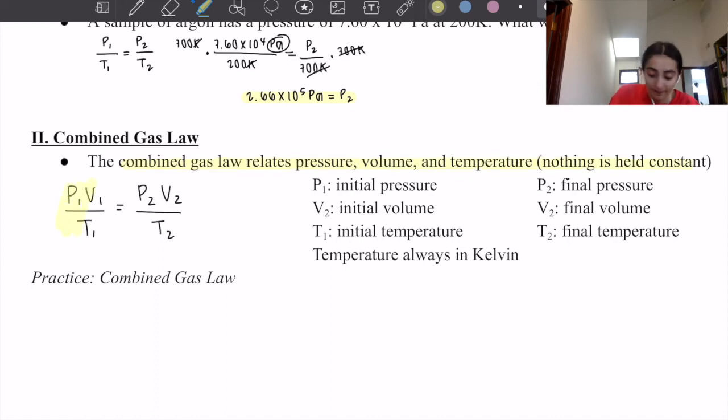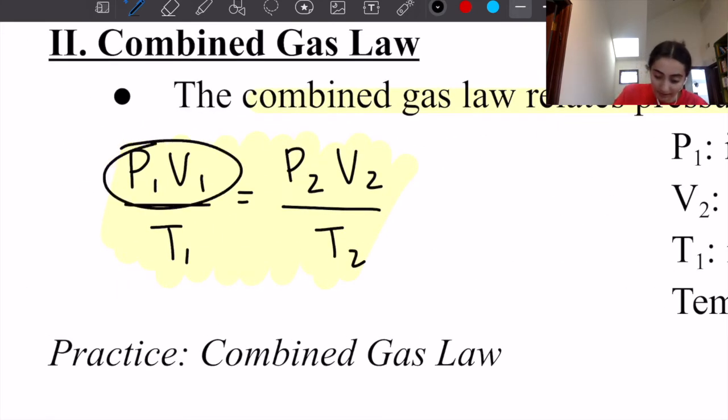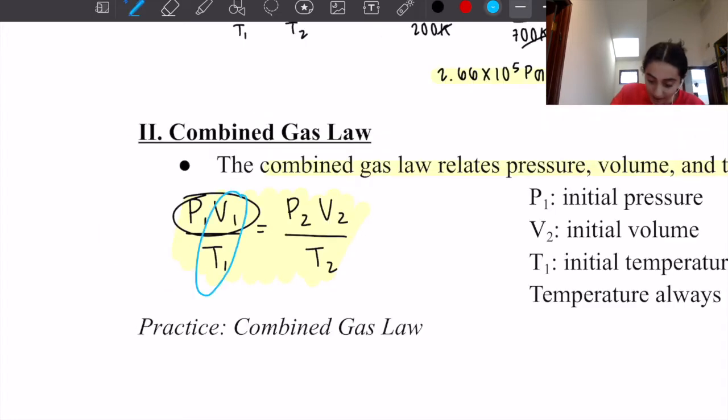So we have P1 V1 over T1 equals P2 V2 over T2. And if you look, this is literally a combination of Boyle's law, Charles' law, and Gay-Lussac's law. We have Boyle's law up here, we have Charles's law here, and we have Gay-Lussac's law over here.